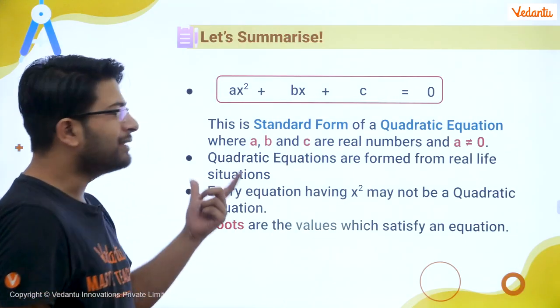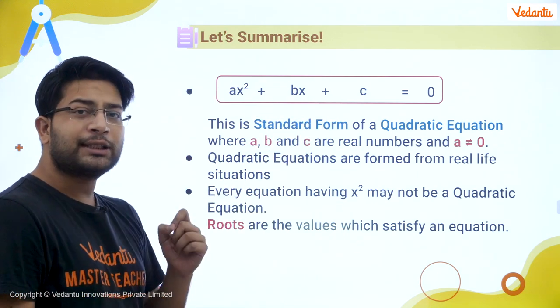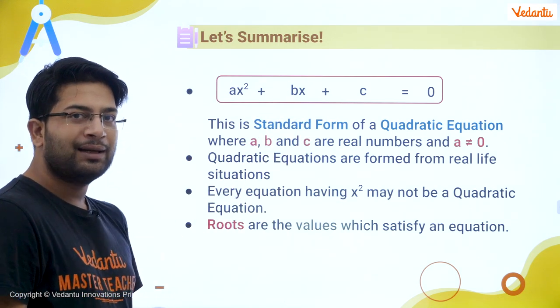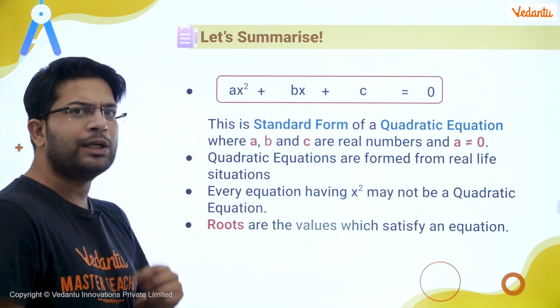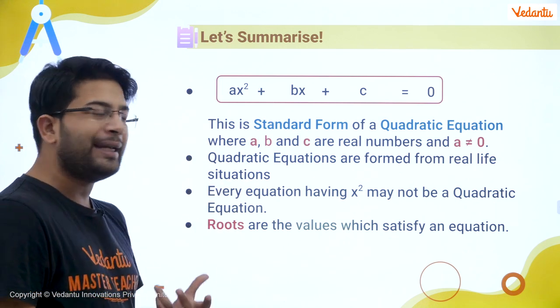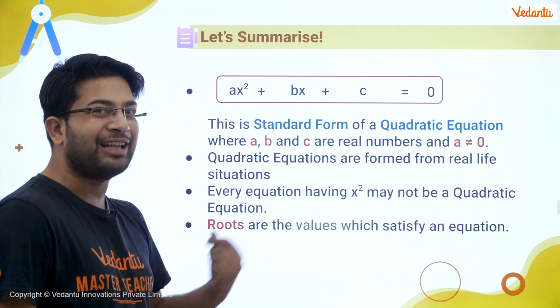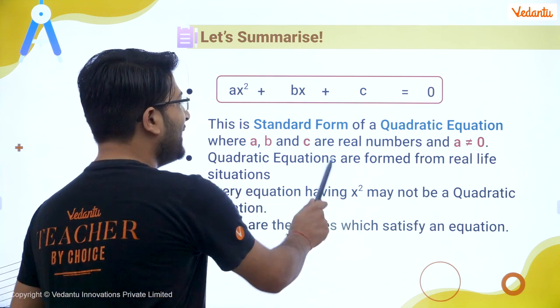Okay. So now, champ, let's summarize our class. In this class, we have seen that ax square plus bx plus c equal to 0 is the standard form of the quadratic, where a cannot be 0 is a must condition. Then we have seen the roots of a quadratic equation are the values of the variable which satisfy the given equation. I hope it is clear.